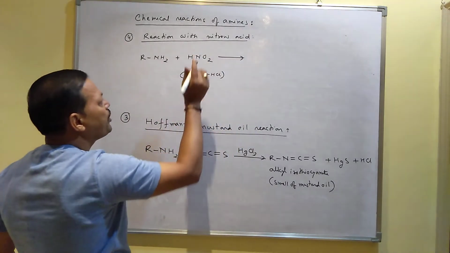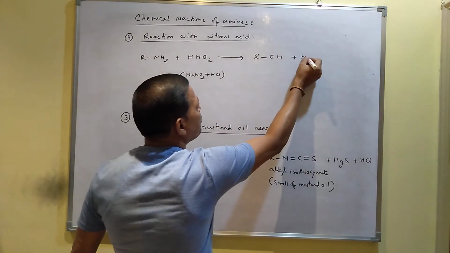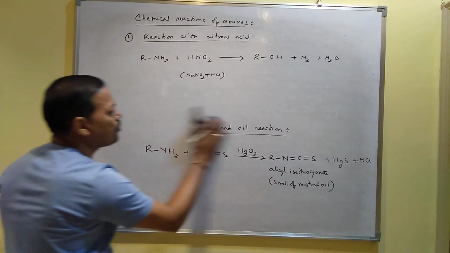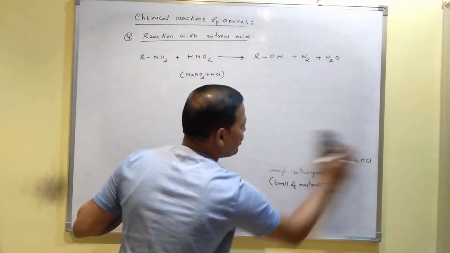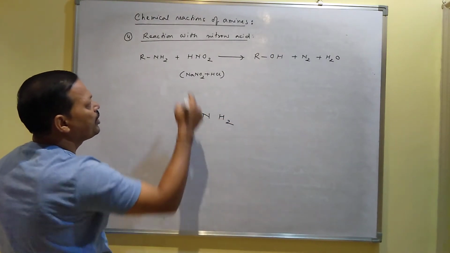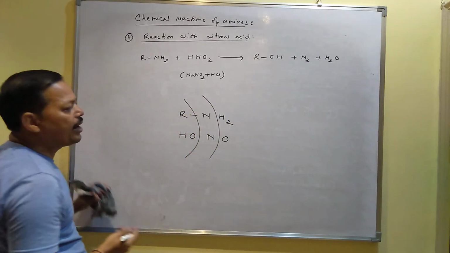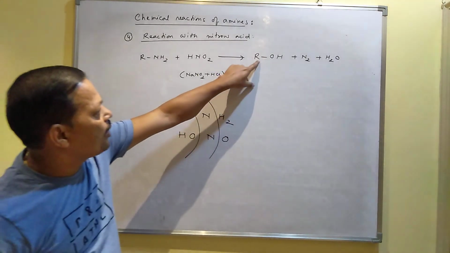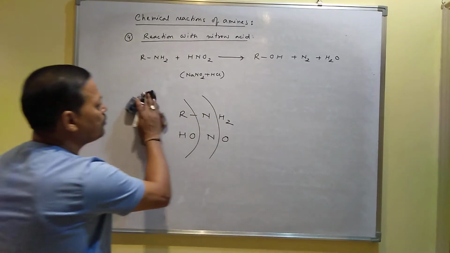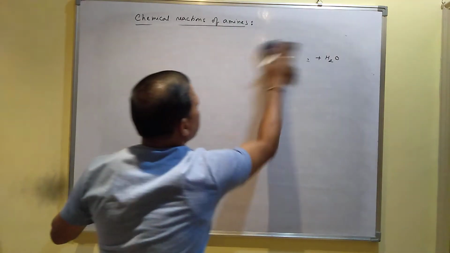So when the amine combines with nitrous acid, it will convert directly to alcohol. The side products will be nitrogen and water. So if you want to prepare alcohol from an amine, you can prepare it like this. Actually the reaction is like this: RNH2 amine, and the nitrous acid you can write as HONO. This part will break like this, this part will break like this. This produces ROH alcohol, this will form a nitrogen molecule, and this will form a water molecule. So these are the reactions of amines.